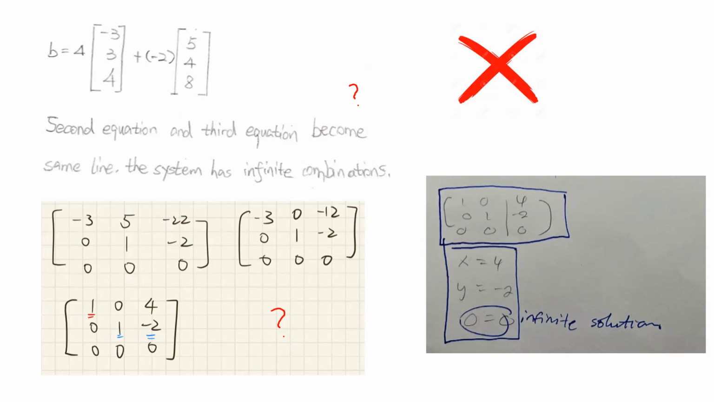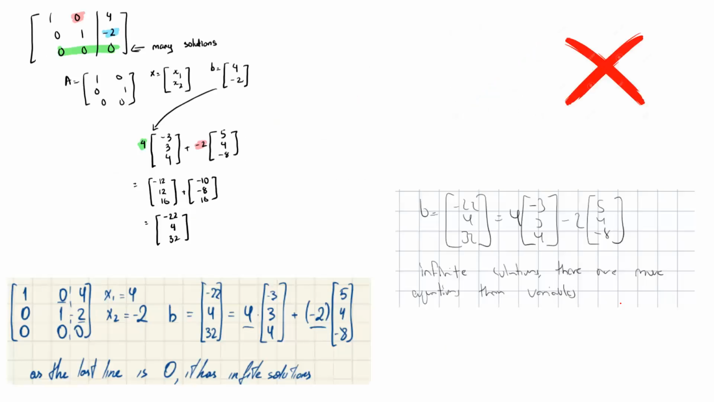Another student wrote down x is equal to 4 and y is equal to negative 2. So we have infinite solutions. I'm not looking for the solutions. We're looking for linear combinations. And let's take a look at this. Again, you have 0, 0, many solutions. Many solutions for what? Are you talking about the solutions for the system?